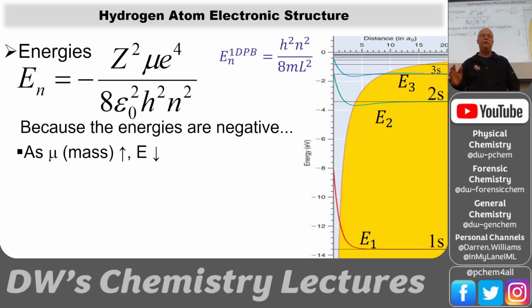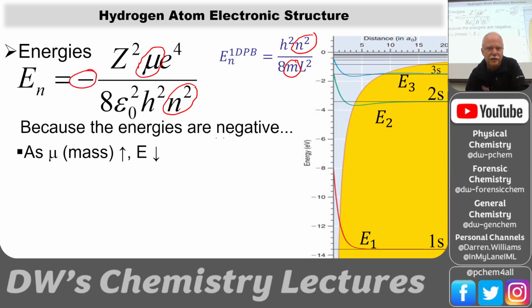Let's look at how the energy varies. Look how it's kind of similar to the particle in a box, but it looks upside down. Notice that n squared is up here in the numerator, and here in the hydrogen atom, it's in the denominator. And the mass in the 1D particle in a box is in the denominator, but here mass is this mu piece, and it's in the numerator. But look here, this is negative. Because the energies are negative, the same trends apply.